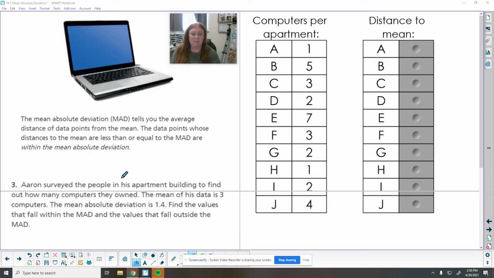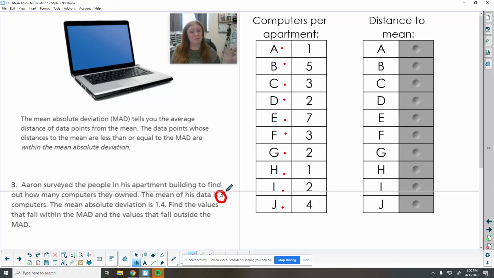So Aaron surveyed people in his apartment building to find out how many computers they owned. So we can see that here. He asked the people living in apartments A through J how many computers they owned. He added these up and divided by, let's see, 1, 2, 3, 4, 5, 6, 7, 8, 9, 10. And he found that the average was 3.